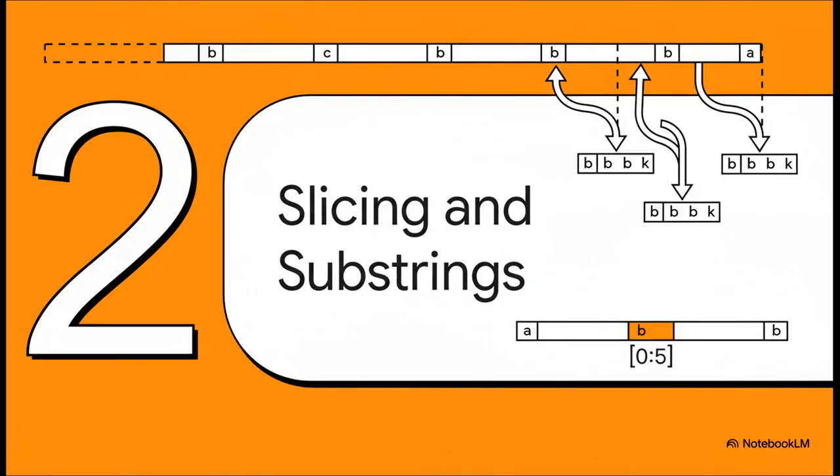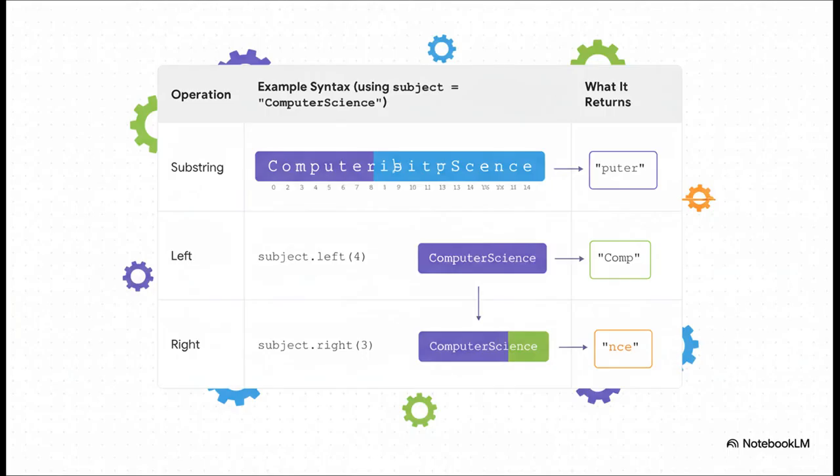Okay, so we know how long our string is. Now for the really fun stuff. Pulling out little pieces from a bigger string. This is called slicing, and I guarantee you'll need this skill for your exam. Think about tasks like grabbing a username from an email address or a file extension from a file name. Now here are your main slicing tools. And here's the most important thing to remember. Strings are 0 indexed. That means the first character is at position 0, not 1.